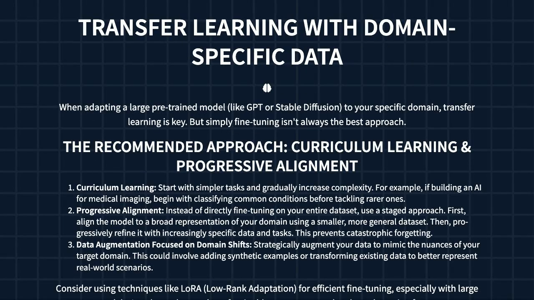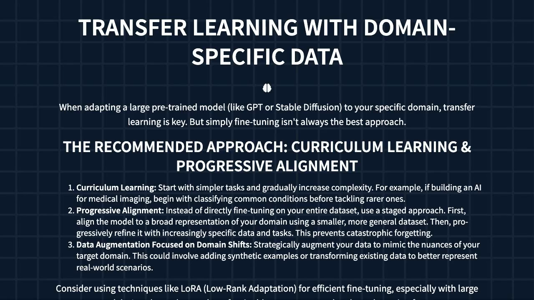Okay, so when you're taking a powerful AI model like GPT or Stable Diffusion and applying it to something really specialized, say medical imaging or legal documents, just throwing it into the deep end isn't always the most effective strategy. Instead, we recommend using a technique called curriculum learning. This means starting with simpler tasks related to your domain and gradually increasing the difficulty. Think of it like teaching a child. You wouldn't start by asking them to write an entire novel.